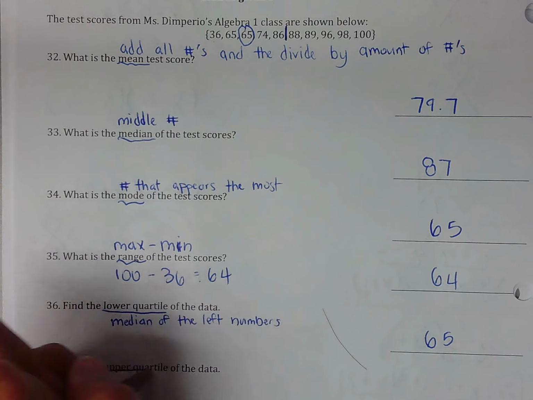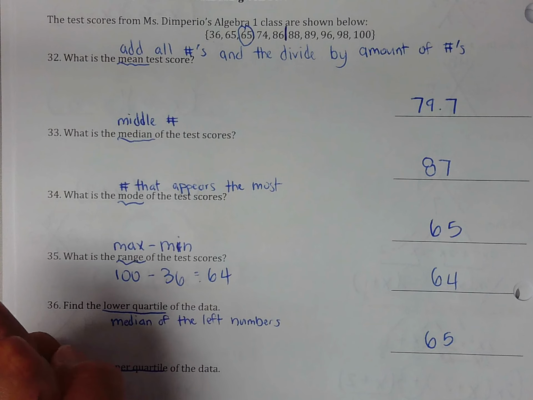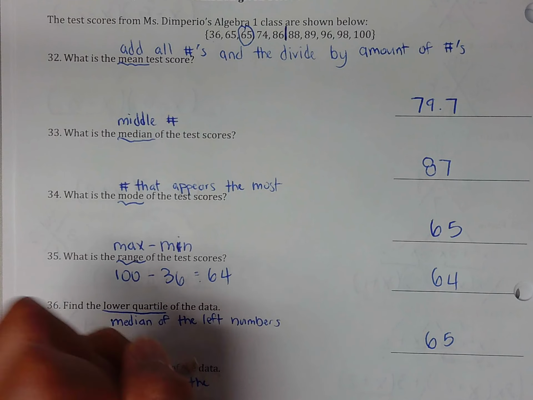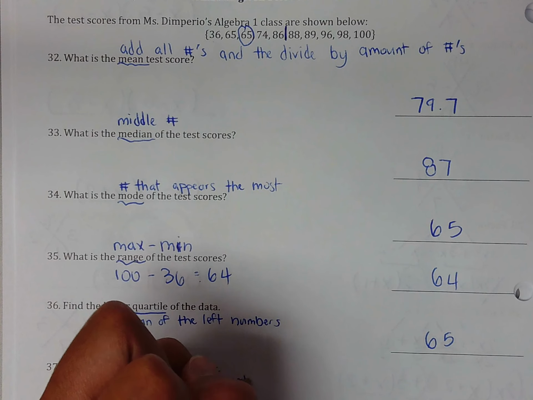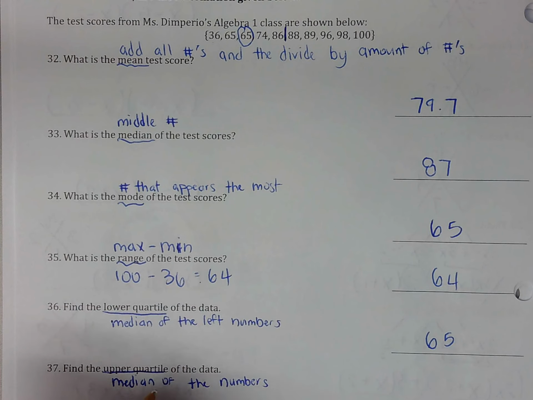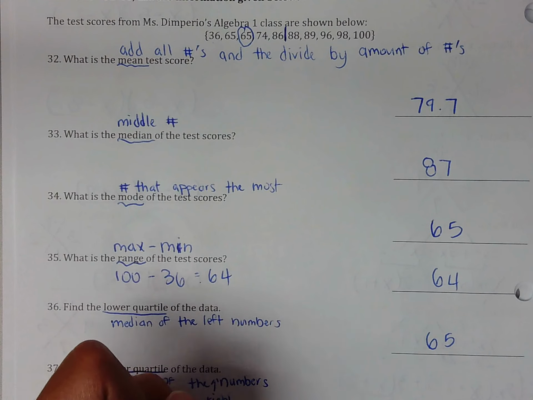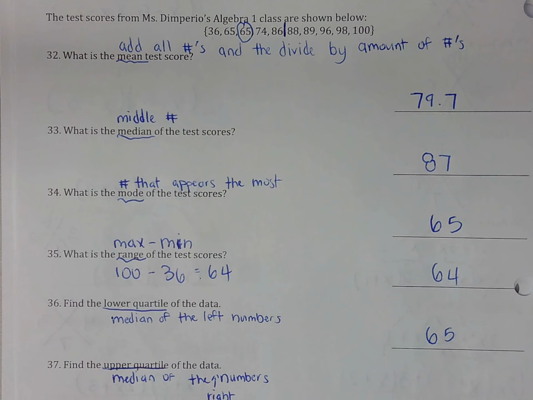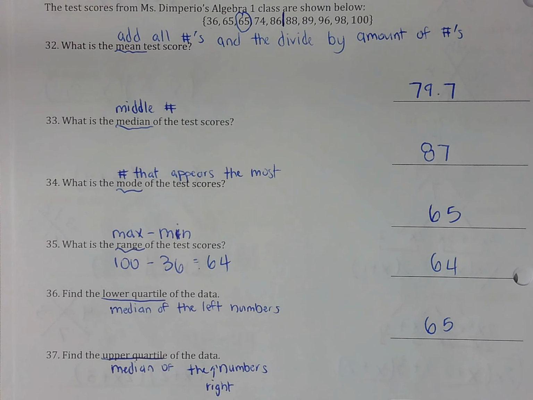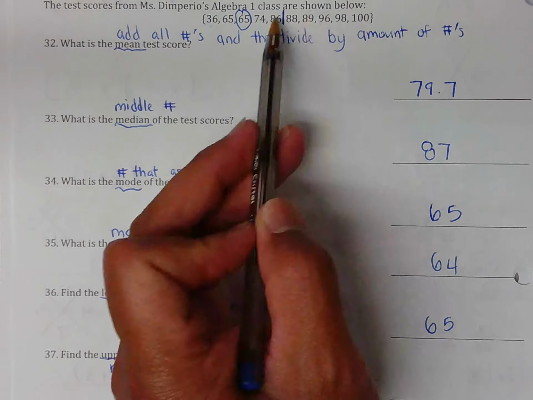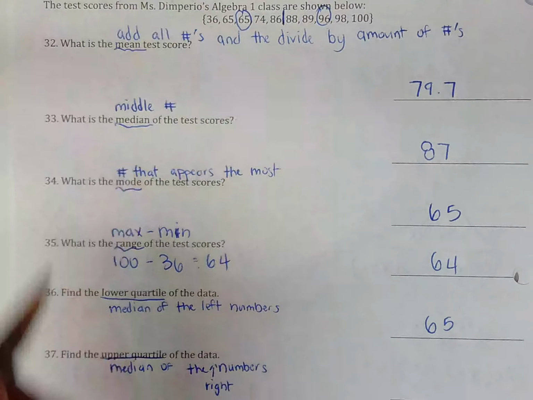The upper quartile is the same line of thinking, except it's the median of the right numbers. Median of the right numbers. So if we look at this, the median of these numbers right here would just be 96.